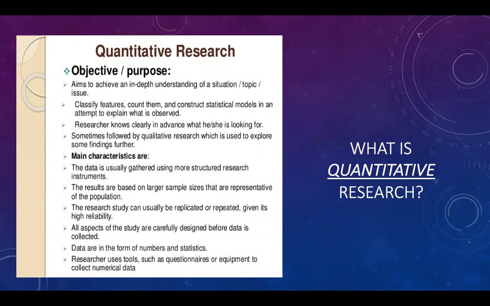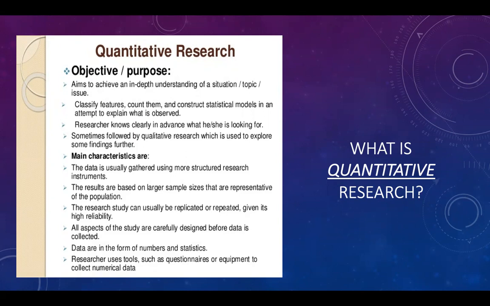We really wanted to review this again just because at this point you are going to be conducting your research in the next few weeks. So I just wanted to go back into the different characteristics and detailed account of how you're going to put together your research and conduct it. So remember, the objective of quantitative research is to understand a situation, topic, or issue. Quantitative is a numerical type research. It's always going to be with numbers and statistics.